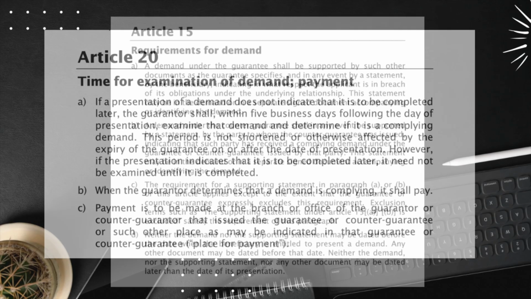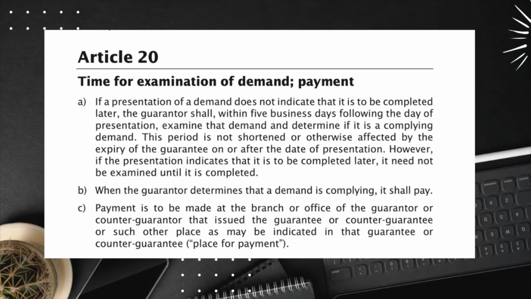Article 20. Timely examination of the demands. Now, let's discuss the guarantor's responsibility. Article 20 gives the guarantor five business days to examine a demand after its presentation. If the demand complies with the guarantee's terms, payment must be made promptly. Use tools like ISDGP C49 and ISP 98 to refine your drafting process. By adhering to these guidelines, you will create a guarantee that is effective, enforceable, and aligned with international standards.